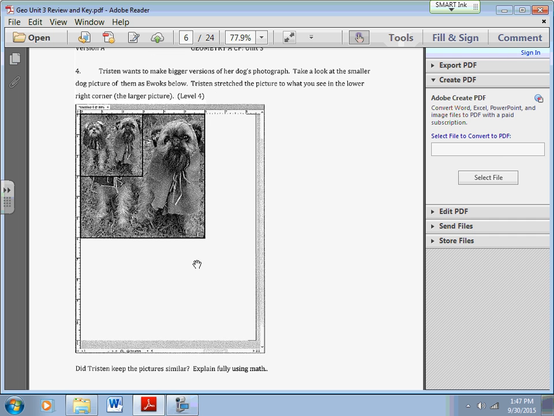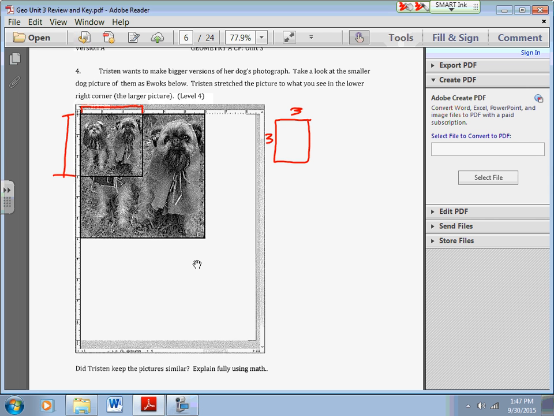In this question, you're going to be asked: is the picture similar to the original? Are the proportions the same? Here's what you have to check. What does this distance measure on the original? 3. What does this distance measure? 3. So that's a 3 by 3 square.